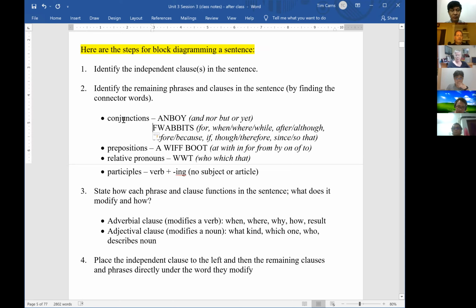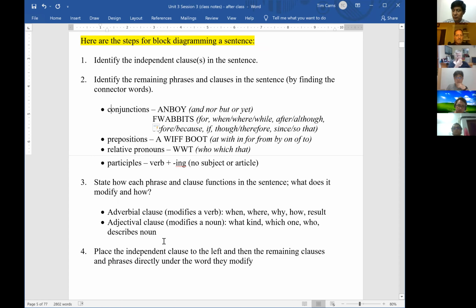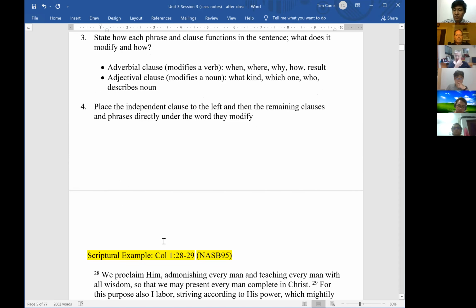And of course, I've got our list of our familiar friends, the more common connector words that we will see. And then the third step is to identify or state how each phrase and clause functions in the sentence. That is, what word is it modifying? How is it modifying it? And then the fourth step, we will place the phrase or clause underneath the word it modifies.